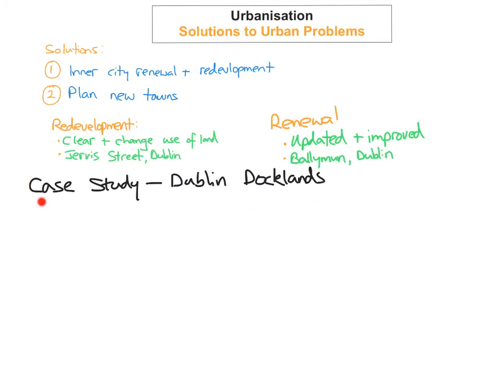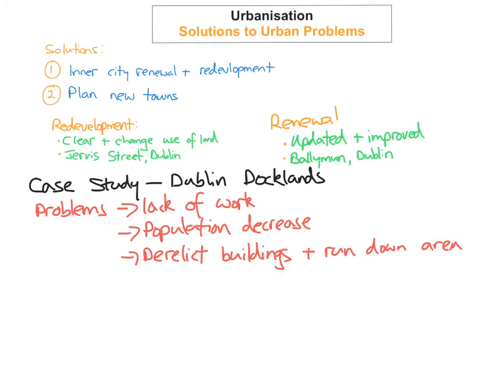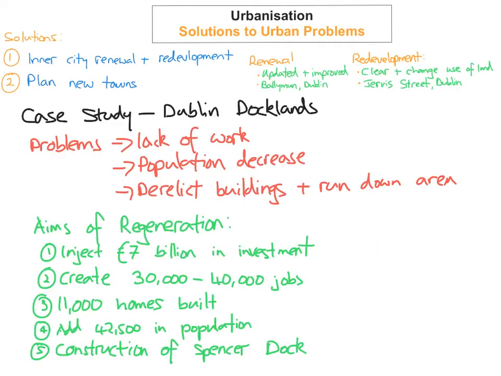So the government decided to regenerate the Dublin Docklands. The problems were that there was a lack of work, which led to a decrease in the population, and that left many derelict buildings, and the whole area was completely run down. So the government decided to complete a regeneration of the Dublin Docklands, and some of their aims were as follows.